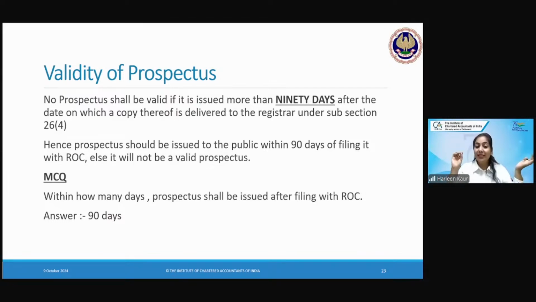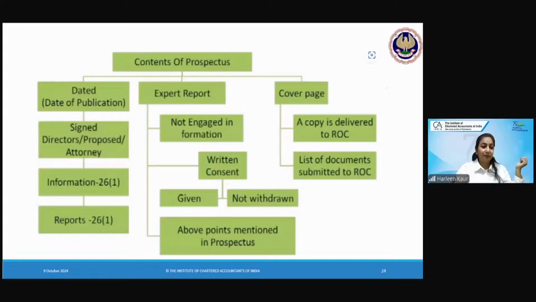And law always gets learned very easily by making your own handwritten notes. You can refer to my PPT, you can refer to the study material, but try forming a habit of writing it down so that it becomes easy for you to do a revision. So within how many days prospectus shall be issued? Within 90 days after filing with the ROC, prospectus shall be issued.